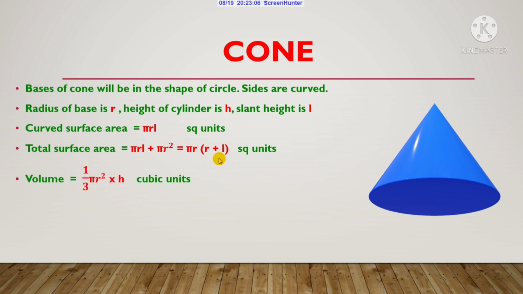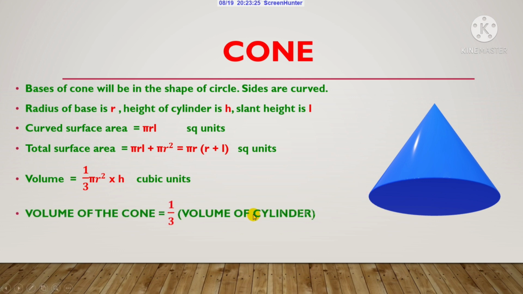r square h. So here I want to tell one matter: if you take one cylinder and one cone of the same height and same radius, and you pour or calculate and compare the volumes, the volume of the cone will be 1/3 of the volume of the cylinder. The volume of the cylinder is pi r square h, so the volume of the cone will be 1/3 of pi r square h cubic units.